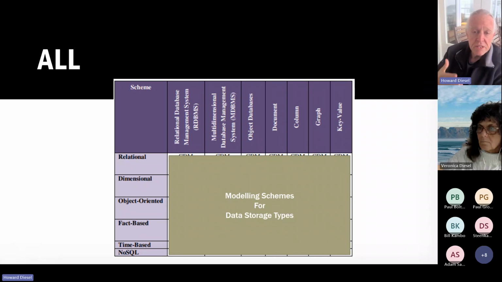Let me have a quick question here. If you were building a database that needed to model the business rules, what schema would you use? Or maybe what schema would you not use? Would you mind if I picked on you, JG?